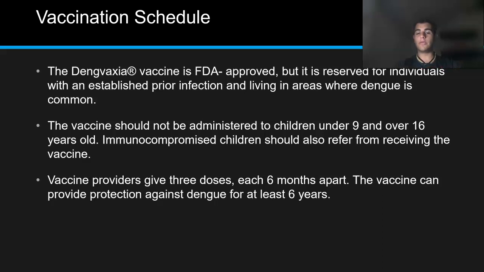The vaccine should not be administered to children under the age of 9 and over the age of 16, as well as if you are in that age gap and you are immunocompromised. The child should not be receiving this dengue vaccine. The doses are 6 months apart, like I said before, and they provide protection against the dengue virus for at least 6 years. But there's a lot more data and literature coming out showing that it could be longer than that.